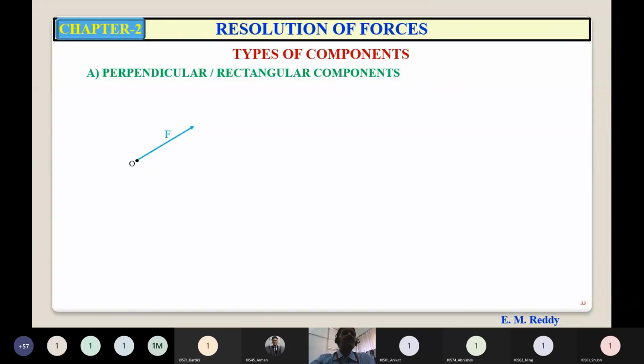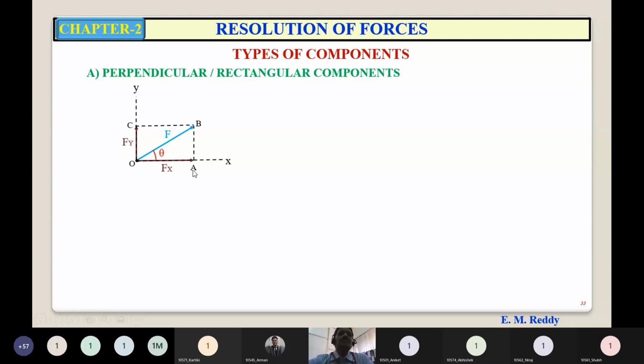Let force F act at point O, considering X and Y axes. Let theta be the angle made by force F with respect to the X axis. Now by drawing lines parallel to the X and Y axes, we get a rectangle OABC. The component of force F along the X axis, which I am calling Fx, is represented by the side of the rectangle OA. Similarly, the vertical component Fy is given by the side of the rectangle OC. Hence the name rectangular components.